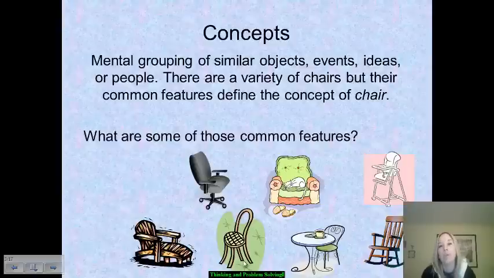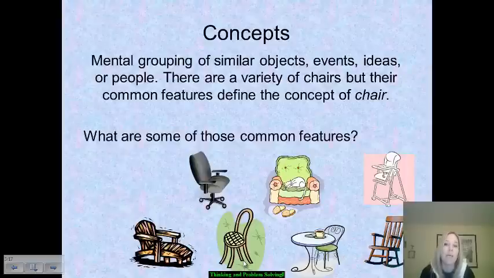So one of the things we've got to take a look at when we're looking into the more in-depth understanding of thought and cognition is concepts. Concepts are how we mentally group similar things, whether those things be objects or events or people or ideas.